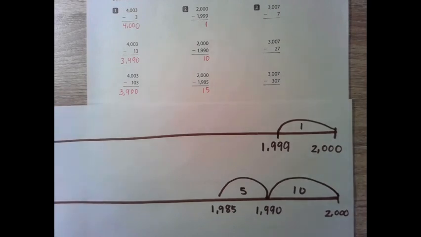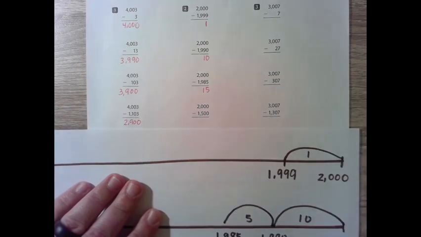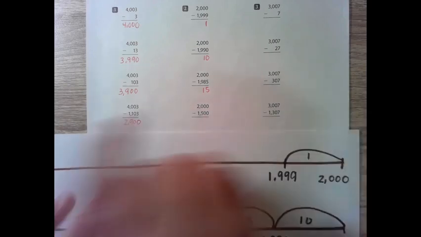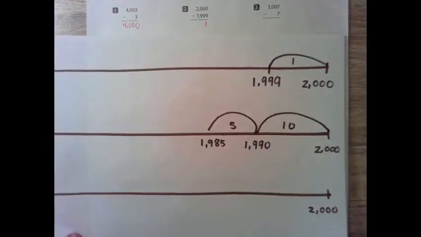All right, so now working on the next one. Here, again, I know how to count. So I know that if I'm starting with 1,500 and I count 500 more, I'm going to get to 2,000. So I'm going to show you that on the number line.